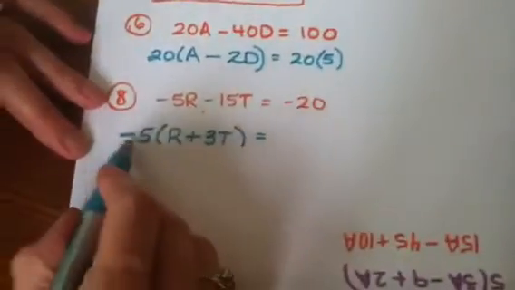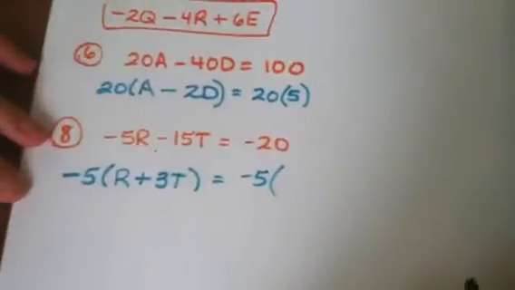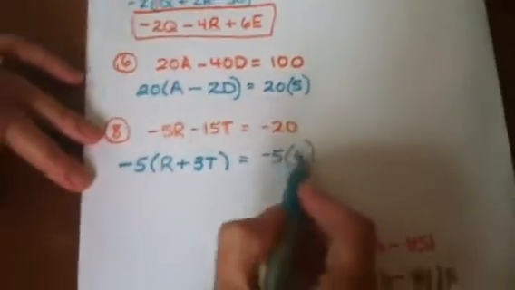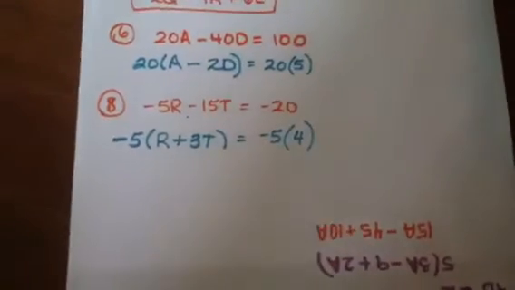Well, again, if you factored out a -5 on the left, make sure you factor out a -5 on the right. And -5 times 4 is what would give you -20. So that's what they're wanting you to do right there.